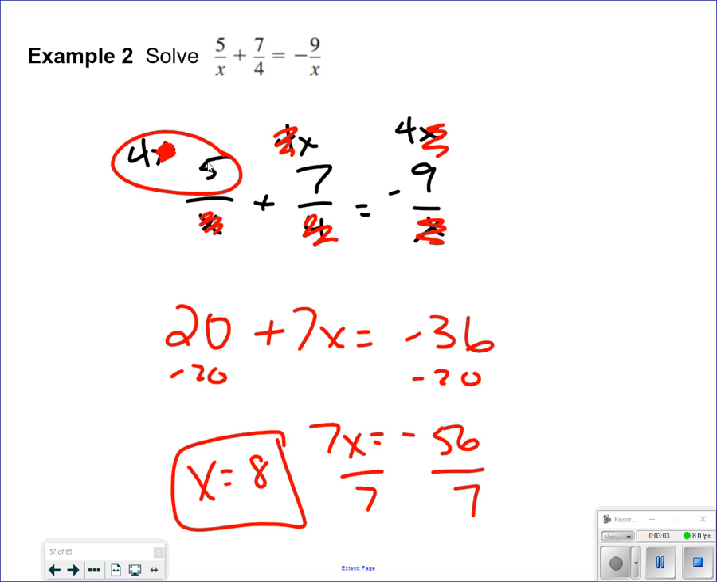Now, you'll notice that it said something about extraneous solutions. Here's what that means. If your answer would ever cause a denominator to be 0, then that answer can't occur because you cannot divide by 0. Since negative 8 doesn't cause any problem to any of the fractions, we're good to go. That answer is fine.